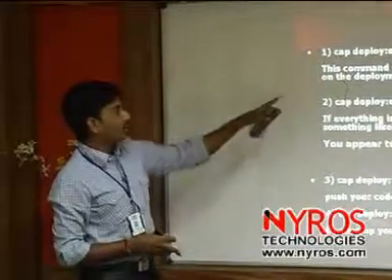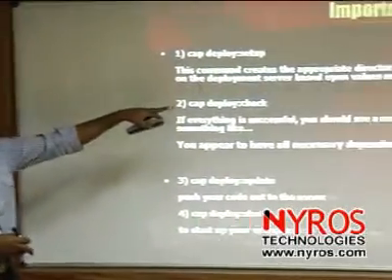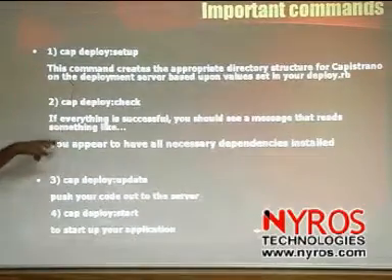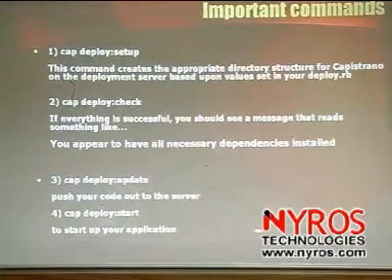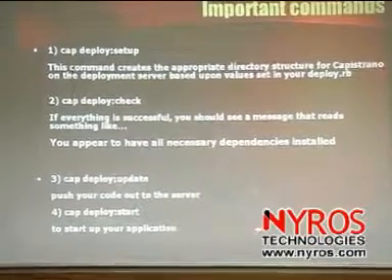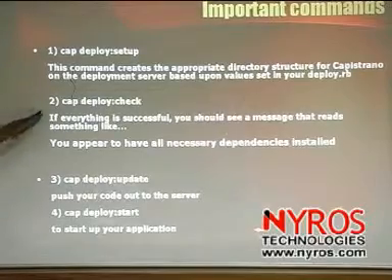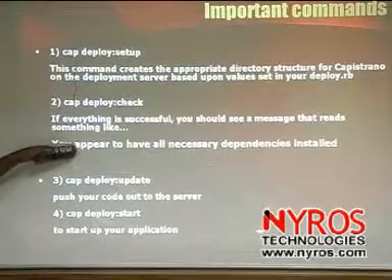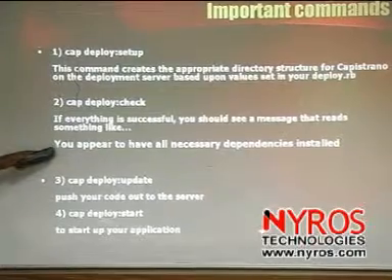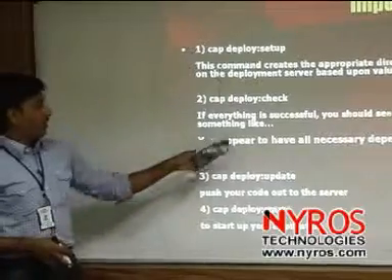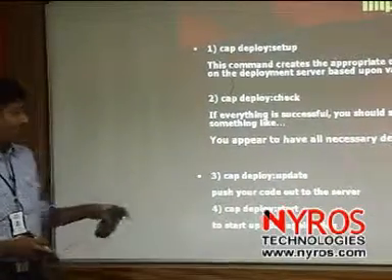These are the various cap deploy commands. This command creates the appropriate data structure of Capistrano, and another one is cap deploy check. It will show if everything is suitable, like whether the repository is correct or not, the username, the password. It will check all the details in the deploy.rb file. If there is anything wrong, it will show a message. If you get this message, all these settings are right.